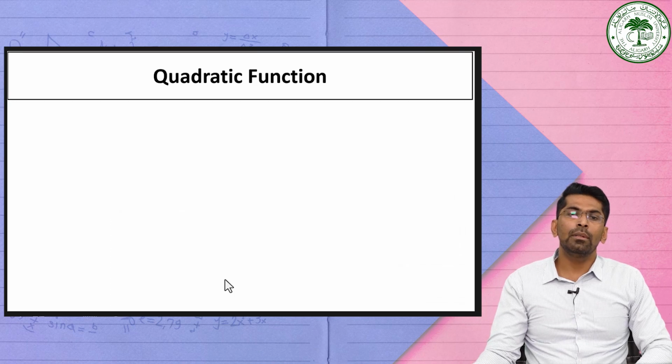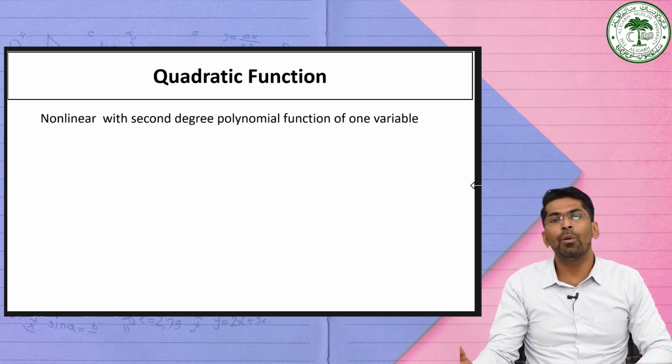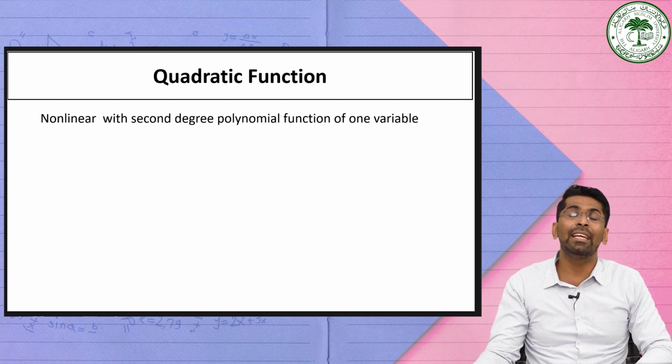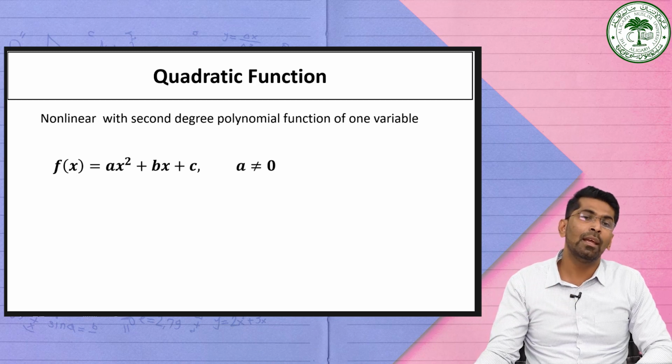Now, another function which is known as the quadratic function. A quadratic function is a type of polynomial function with degree 2, meaning that the highest power of the variable x will be 2. It is a non-linear function. It is a second degree polynomial function of one variable, and its equation is generally in the form f(x) = ax² + bx + c, where a is not equal to 0.